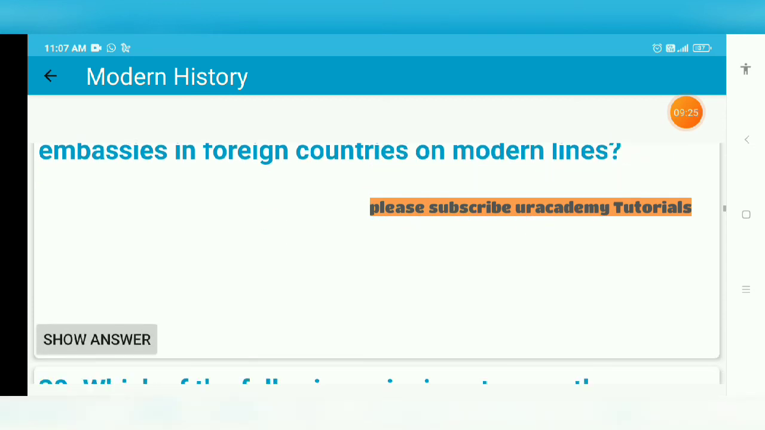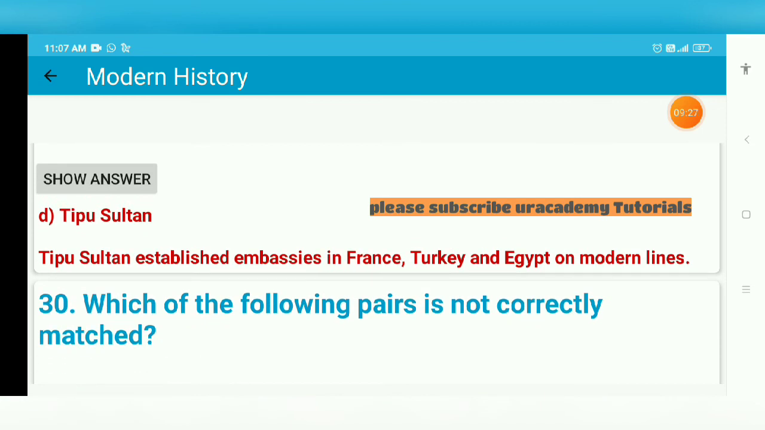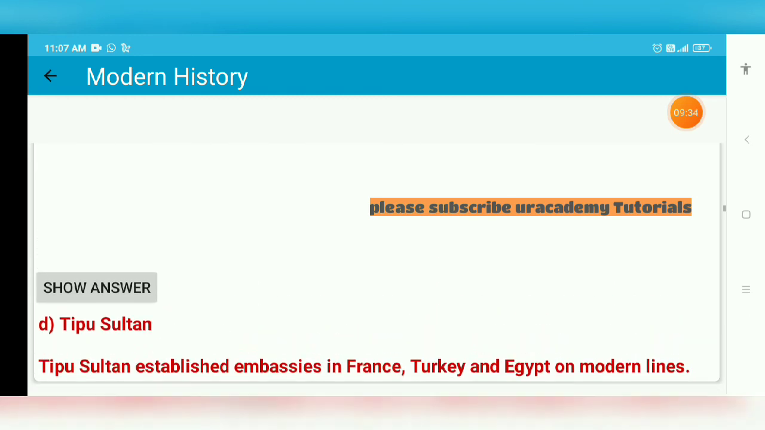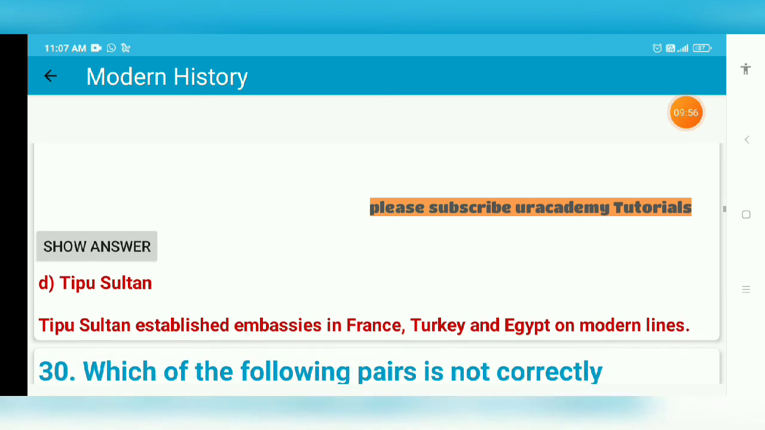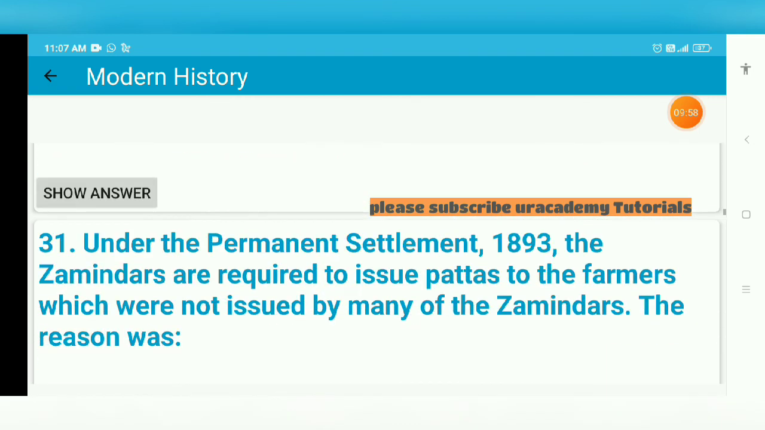It was Tipu Sultan, we know that. Tipu Sultan established embassies in France, Turkey, Egypt on modern lines. It's important, we know that during ancient times Ashoka also sent his embassies to other rulers, or we can say his foreign ministers, in order to maintain relations. But the important thing about Tipu Sultan was that he established these embassies on modern lines, not on medieval lines of simple relations of giving gifts. So we have to understand these things.